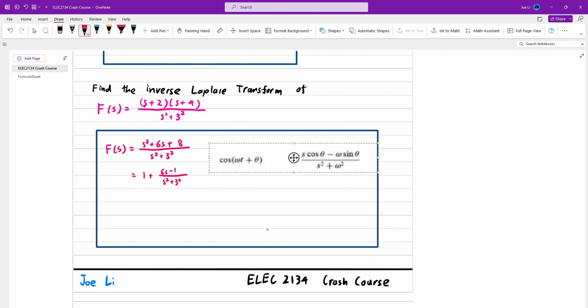Now, s squared plus 3 squared, 6s minus omega. What is omega? Omega is 3 apparently. Okay, I can pull out the 3 here. So first we're going to form omega, which is 3. So this is going to be 3 times 1 over 3. Now we have omega. Omega times s cosine theta. So we need cosine theta here.